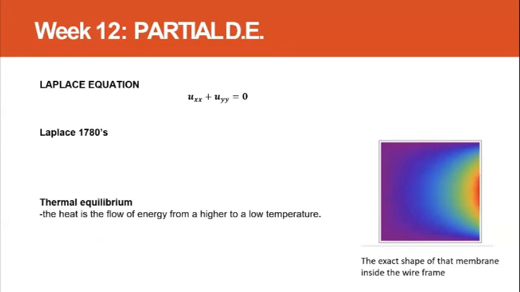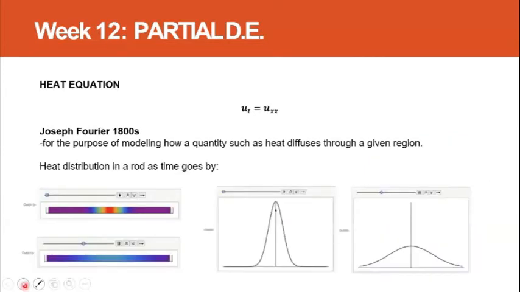And then for the heat equation, it's almost the same as our discussion earlier. The heat equation that we proved has the formula U sub T is equal to U sub double X, which started in the 1800s by Joseph Fourier for the purpose of modeling how a quantity such as heat diffuses through a given region.